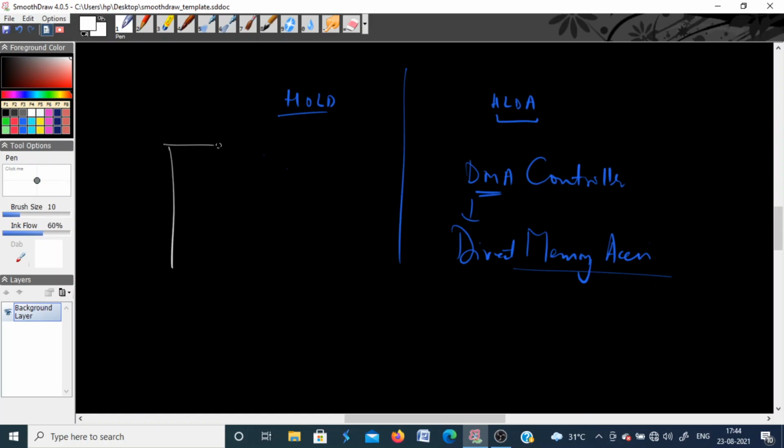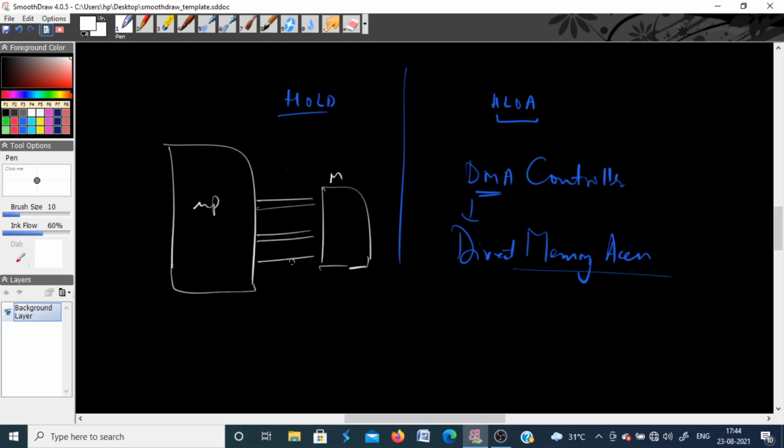See, your processor and the memory are interfaced. Suppose this is your microprocessor and this is your memory. They are connected with each other using certain buses that you know. This is the control bus, this is the data bus, which is bidirectional in nature, and this is the address bus, which is unidirectional.